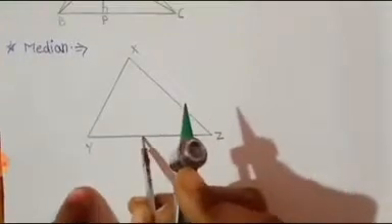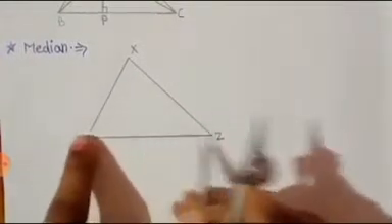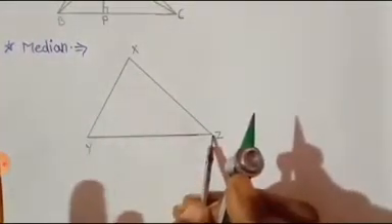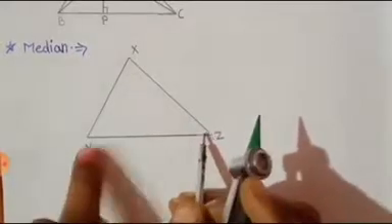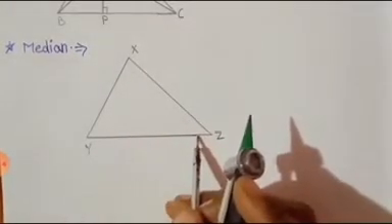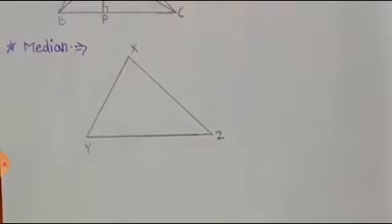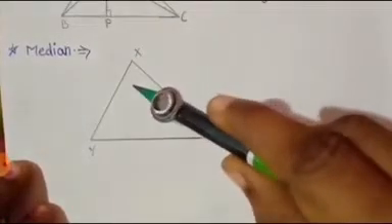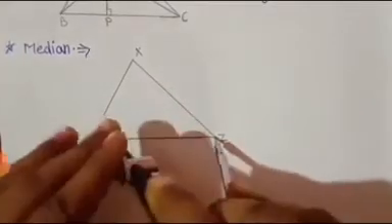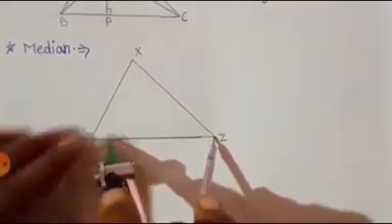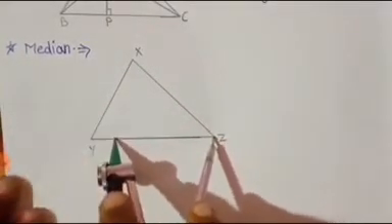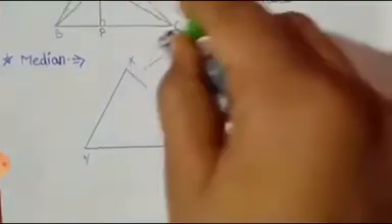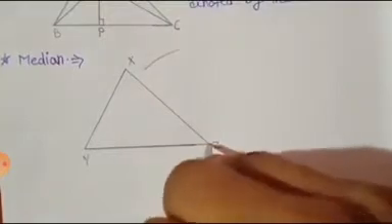So how to draw the median? First of all, in a triangle at the most three medians we can draw. Suppose we have one base YZ. We will take more than half of YZ. More than half of YZ. This is the way of drawing the median. I have to take YZ more than half, upper arc and lower arc.